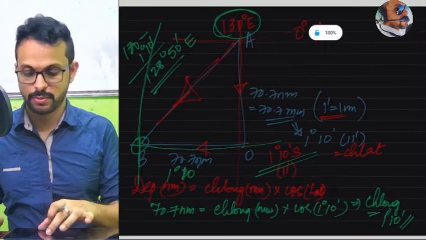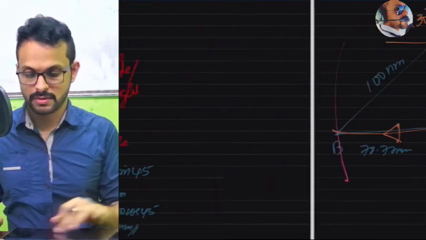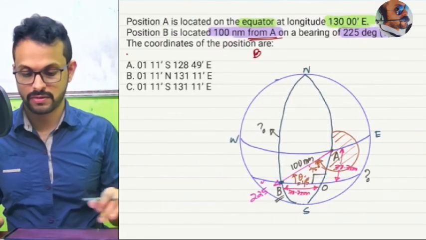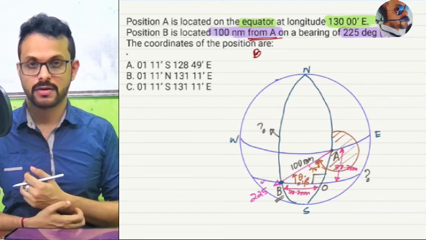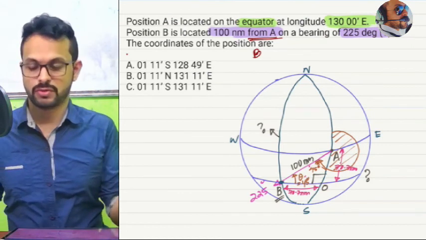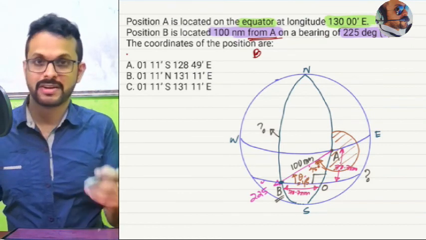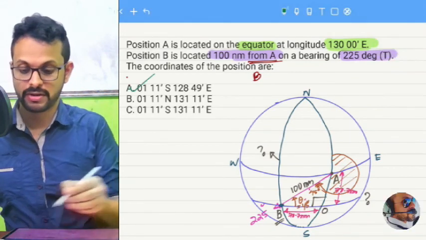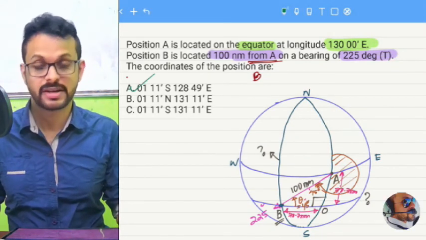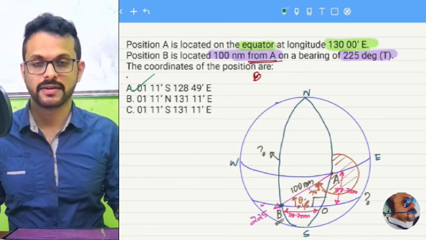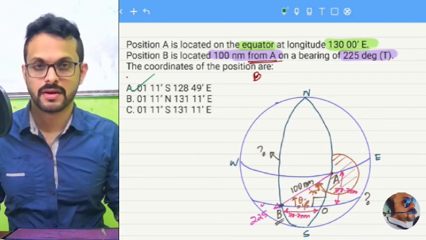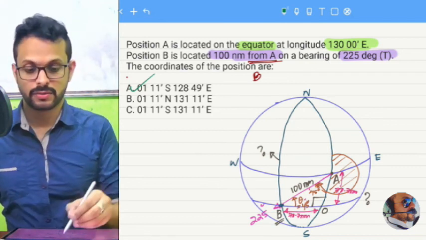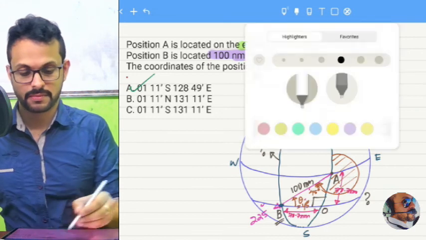All right, so let's put these values straight into the options here to find out the right answer. You can see, as I told you, it could be 1 degree 11 minutes because it's close to 11 minutes. You can see option A right away as 1 degree 11 minutes south and 128 degrees 50 minutes, which is around 49 minutes east. So that being the answer.